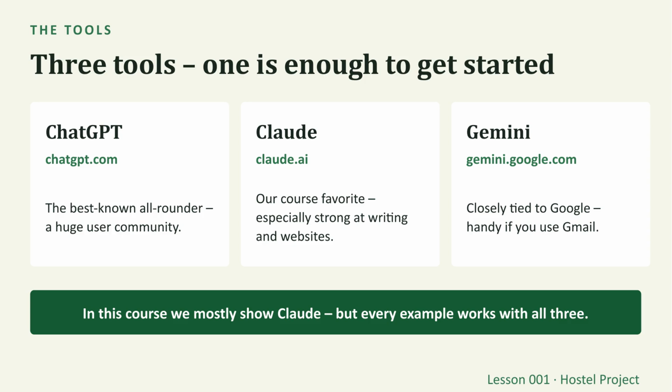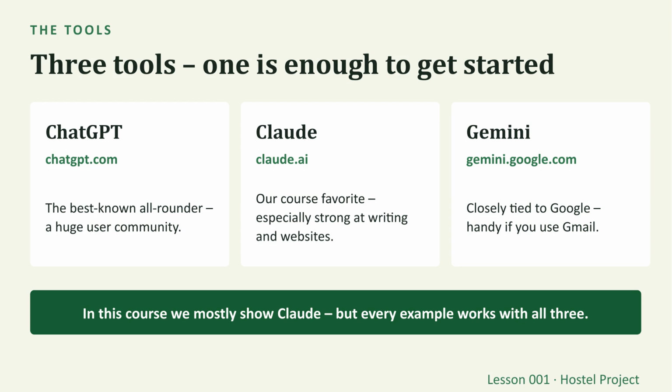Which tool should you use now? The good news, you can hardly go wrong. ChatGPT is the best-known service and a solid all-rounder. Claude is our favorite for this course because it writes especially well and will later build our website too. And Gemini comes from Google and fits well if you already use Gmail and other Google services.